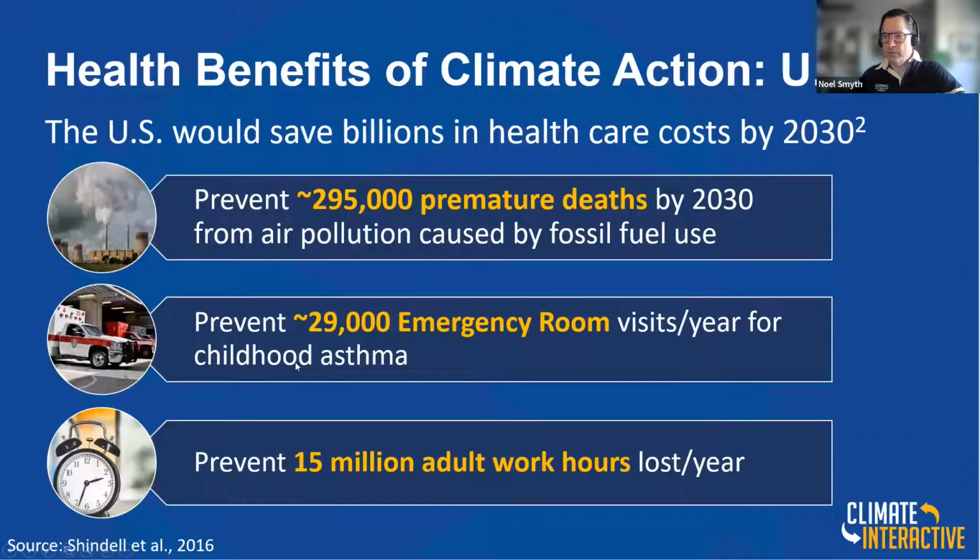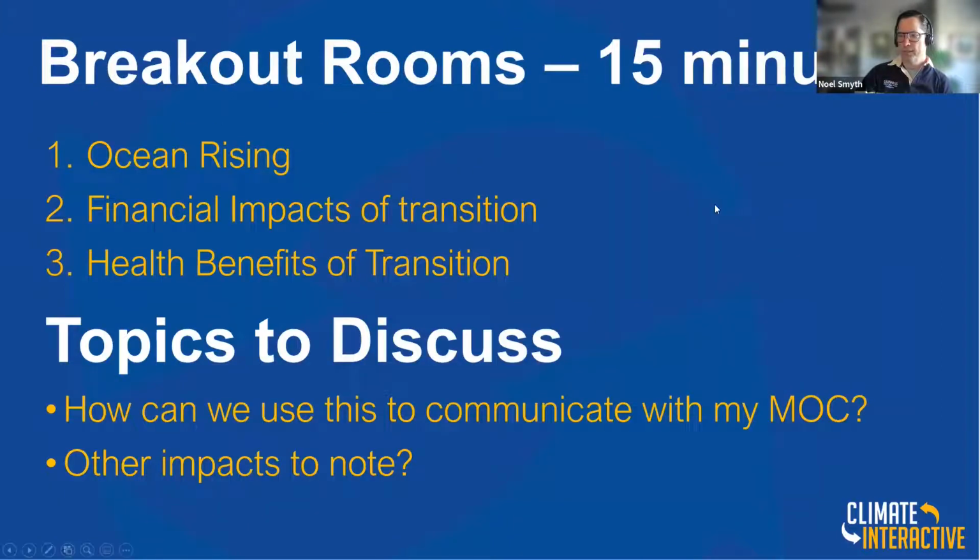Then just in the US alone, the health benefits of climate action, again over a 10-year period: almost 300,000 premature deaths are prevented, almost 30,000 emergency room visits for childhood asthma, and 15 million adult work hours lost per year will be prevented. And again, these are messages that you can use on different members of Congress depending on how they view and value these. So look for ways that you can use this information to help communicate.